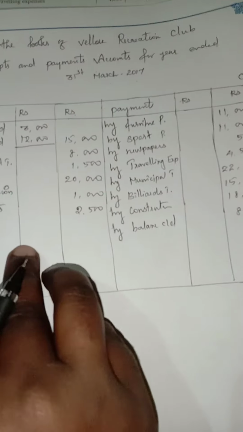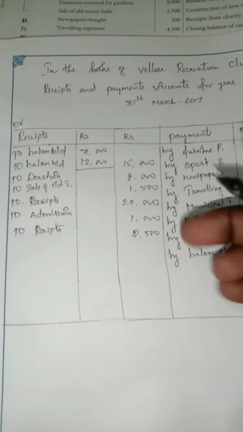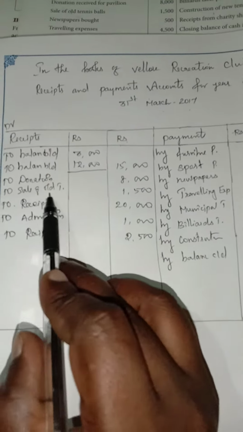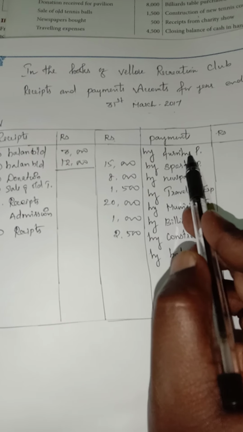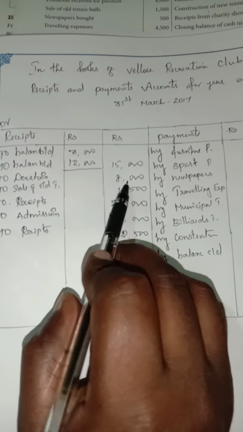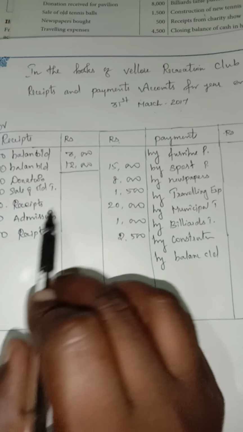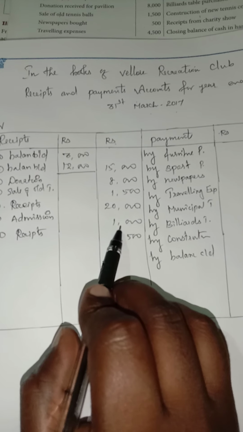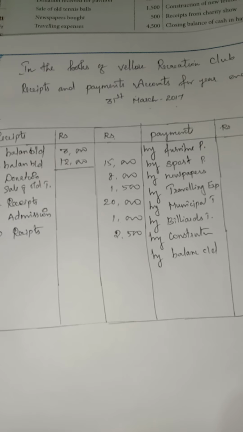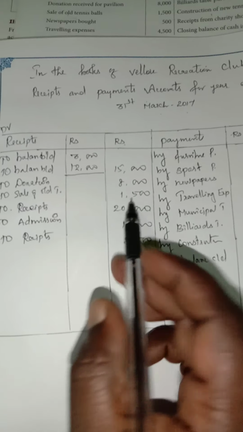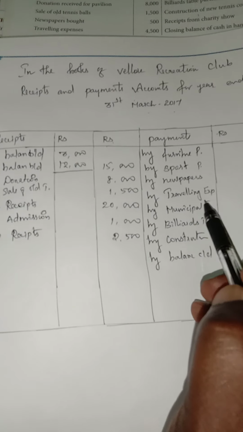Okay, that is finished. Then all the items we have taken, I think. So once we check, the opening cash and opening balance we write on the debit side. Furniture purchased, we write on the credit side. And the donation received, we write on the debit side. And sale of old tennis balls, we write on the debit side. And admission fees received, and traveling expenses we write. Okay, all the items, receipts and payments, we have written.